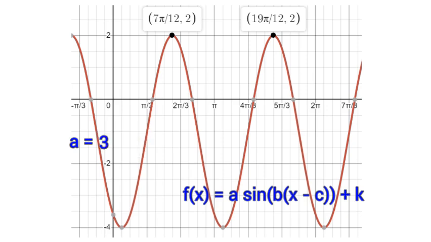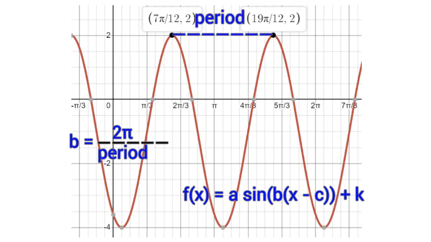3. Then to find b, you have to divide 2 pi by the period. What's the period, you ask? It's the distance between the two maximums or two minimums. We're literally given this in the graph itself, so finding b is easy here. One maximum is at 7 pi over 12. The other maximum is at 19 pi over 12. Find the distance between these two. Now divide 2 pi by the answer.